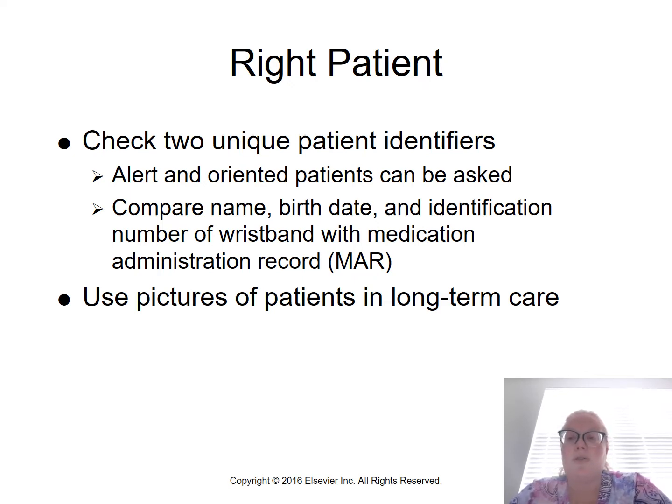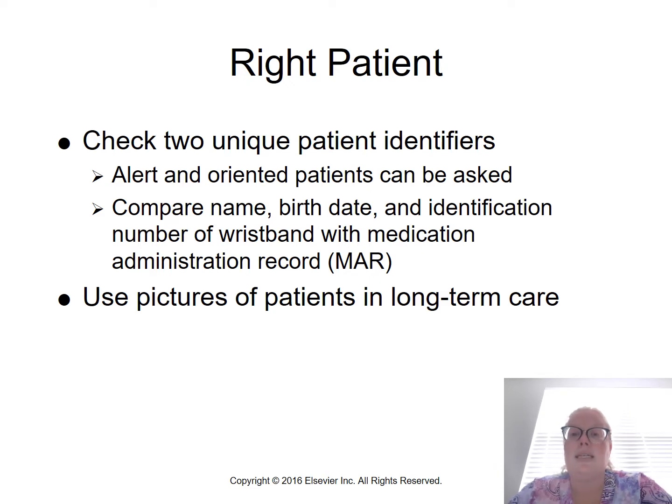Now, sometimes your patients are confused, so you're not going to be able to really rely on their answer to what is their name and birthday. They may have a family member in the room. You may want to use the family member as a resource. Sometimes, if you're working in long-term care, for example, in an Alzheimer or dementia unit, they may use pictures of patients in long-term care to help you to identify the patient.